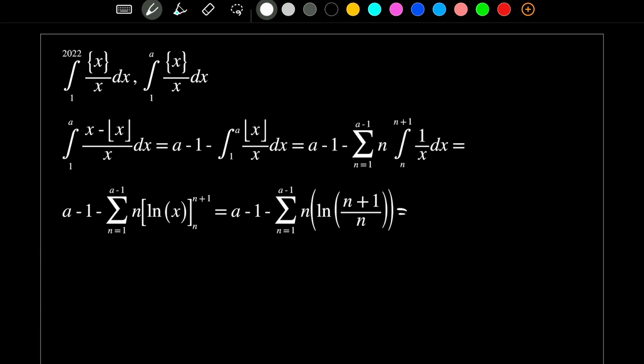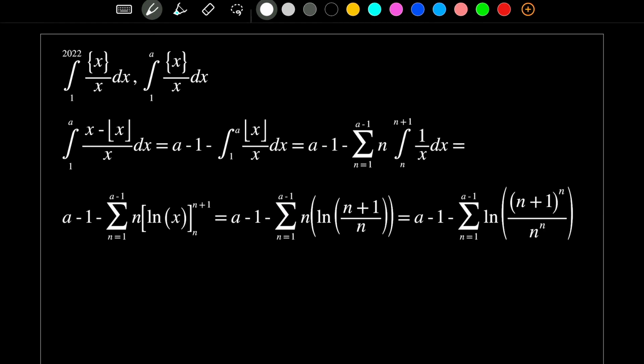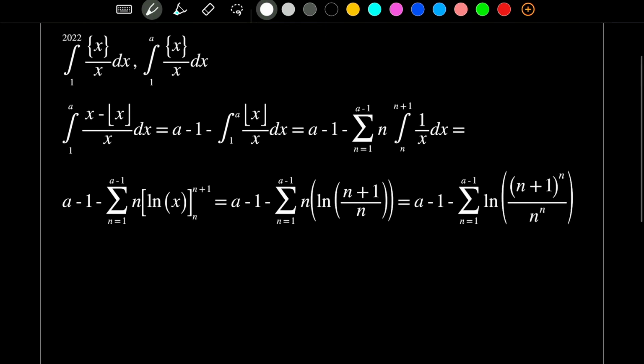And now we can also combine this even further. So we're going to get a minus 1 minus the sum from n equals 1 up to a minus 1 of the log of n plus 1 to the nth divided by n to the nth. Let's see how we can simplify this even further. It's quite an involved process, but we're going to do it anyways. So first of all, we've got logarithms, and we've used some log rules already. We've got that constant in front as an exponent already, but also if we add logs, so let's say log of b plus log of c, that's going to equal log of b times c.